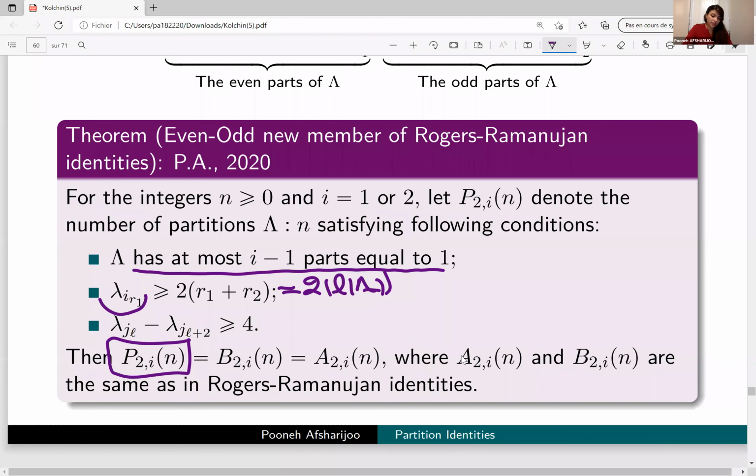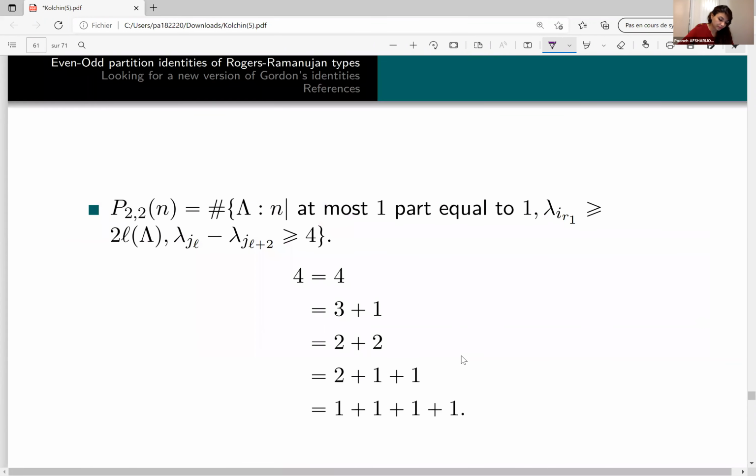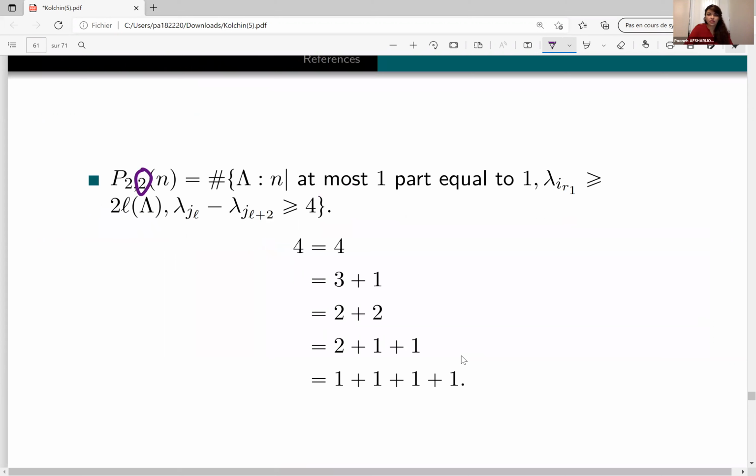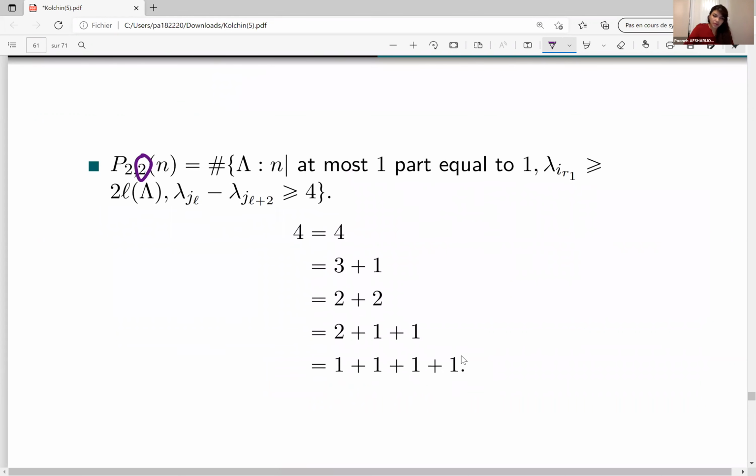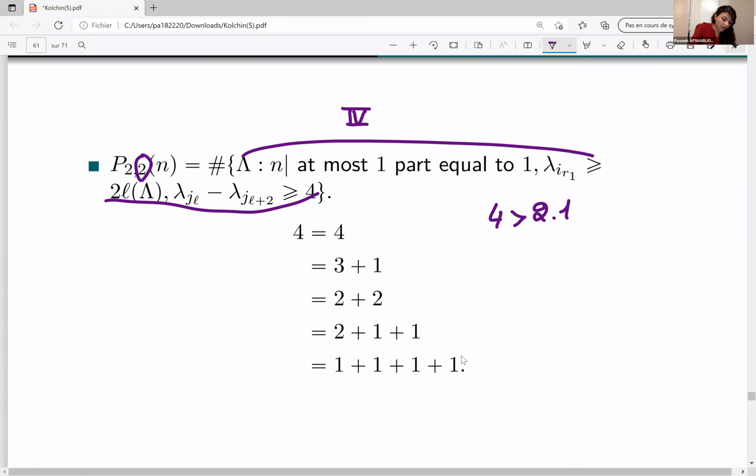Again, before proving this theorem, let's see the example in the partitions of 4. I take here i equal to 2. The first partition of 4 does not have parts equal to 1. Its smallest even part is equal to 4, which is greater than 2 times its length, and it has no odd parts. So if I denote this type of partitions as partitions of type 4, we have the first partition as a partition of type 4.